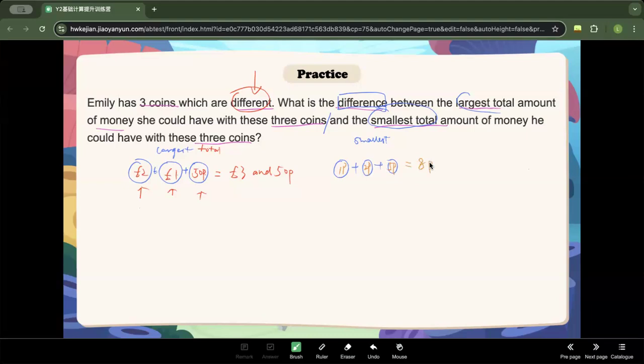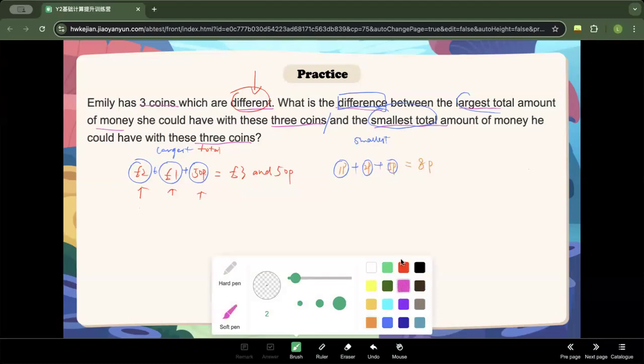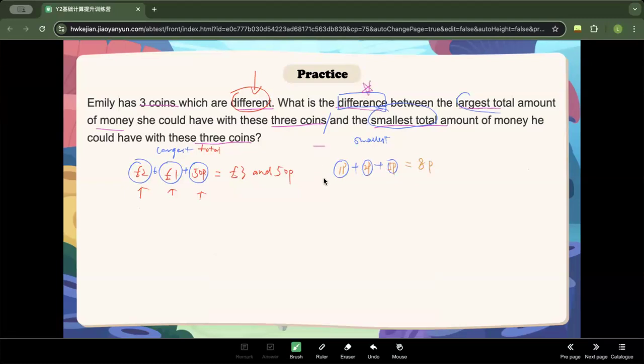Okay, we have the largest total and the smallest total, is that the end? Not yet, because we want to find the difference between them. So do not forget, at the end, we need to do the subtraction. Since this time we have 3 pounds and 50 pence as the largest total, we take away the 8 pence. Since we do not have pounds to take away, we will just leave the pounds here. Pound with pound. Any pence left over? That's great. We can write it as 3 pounds and 42 pence, or you can put it in decimal. That's definitely okay. 3 pounds and 42 pence.